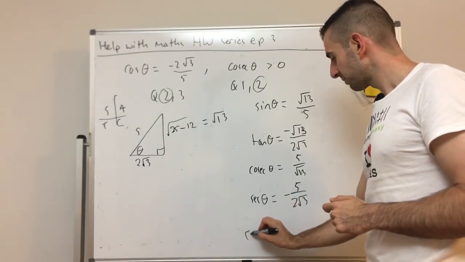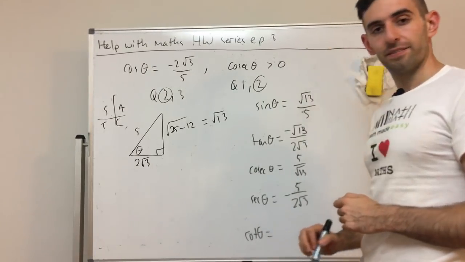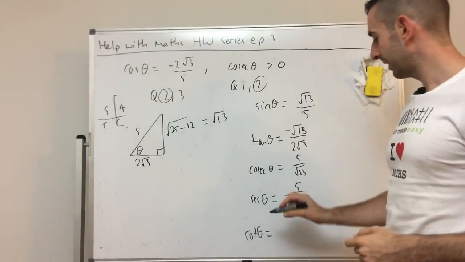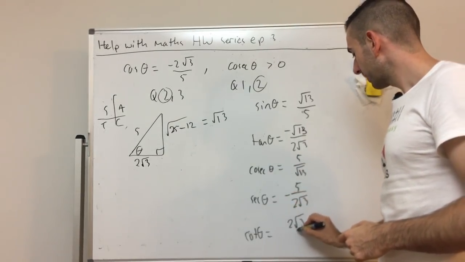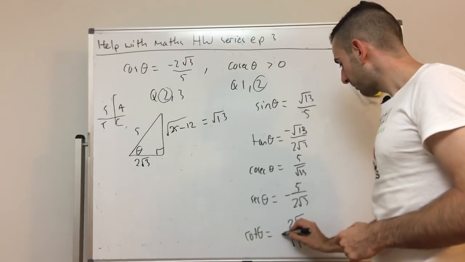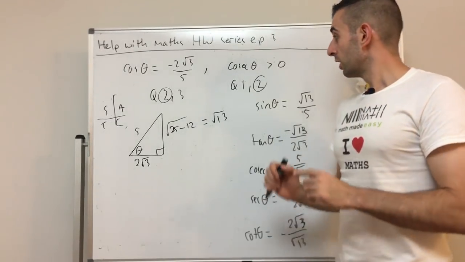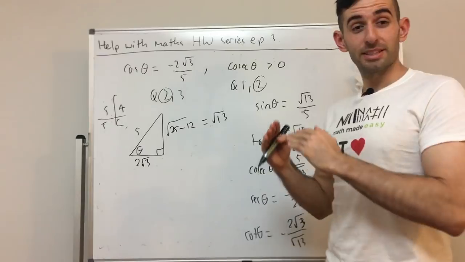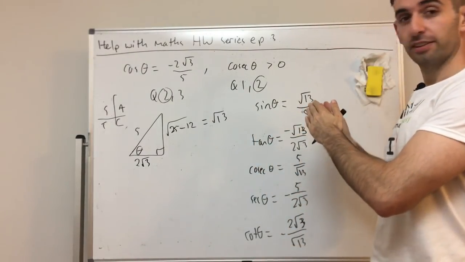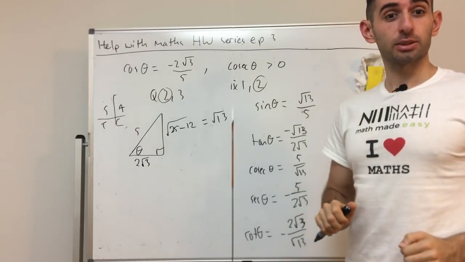And lastly, cot theta. We're just going to flip tan theta, right? Because cot is 1 over tan. So 2 root 3 over root 13 with a minus. So whoever posted this question, I hope this helps. And for anyone who struggles with these type of questions, I hope this helps. Let's get into the next question.